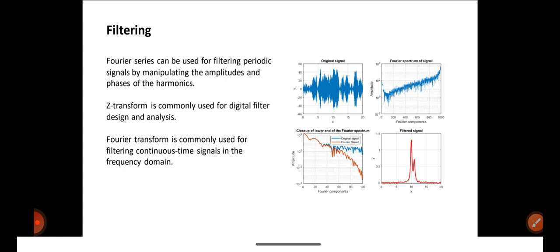Filtering. Fourier series can be used for filtering periodic signals by manipulating the amplitudes and phases of the harmonics. Z transform is commonly used for digital filter design and analysis. Fourier transform is commonly used for filtering continuous time signals in the frequency domain.